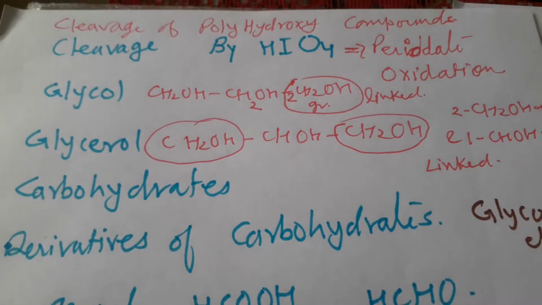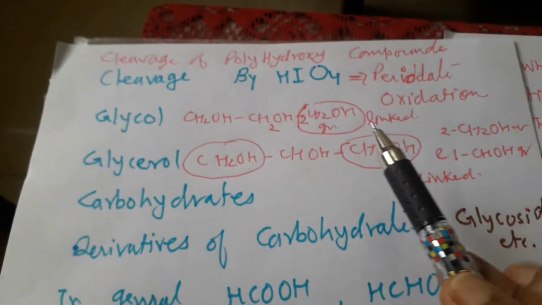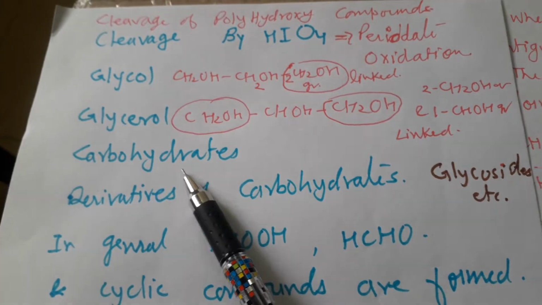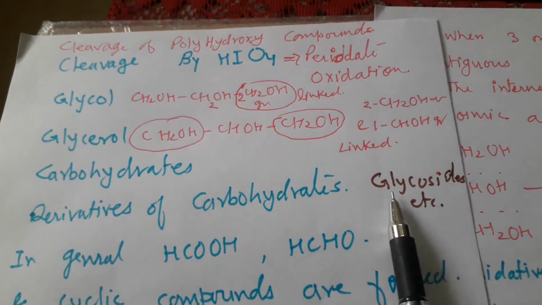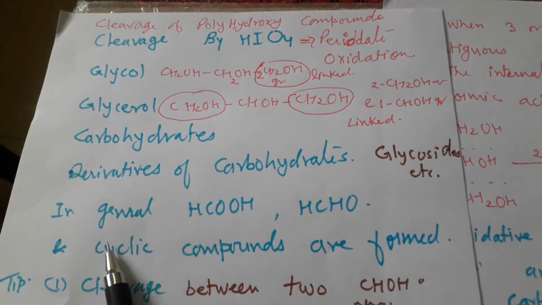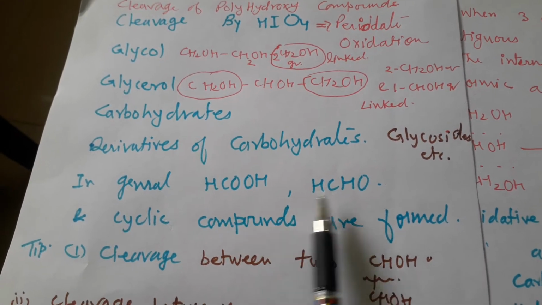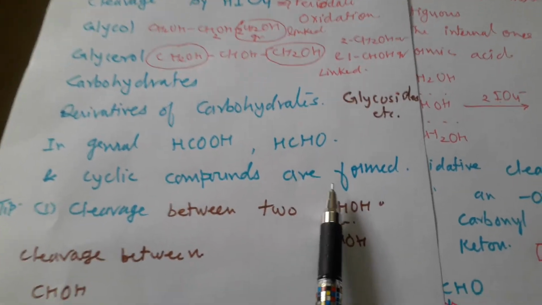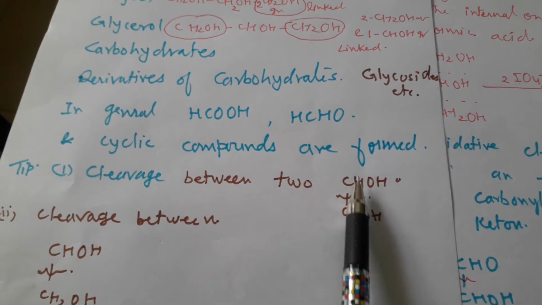Today we will discuss the cleavage of polyhydroxy compounds using periodate, that is periodic acid. So glycol, glycerol, carbohydrates, and derivatives of carbohydrates such as glycosides can be cleaved by HIO4. That is called oxidative cleavage. In general, HCOOH and HCHO, that is formic acid and formaldehyde, are formed. Cyclic compounds are also formed. So here are more tips for you on how this cleavage occurs.